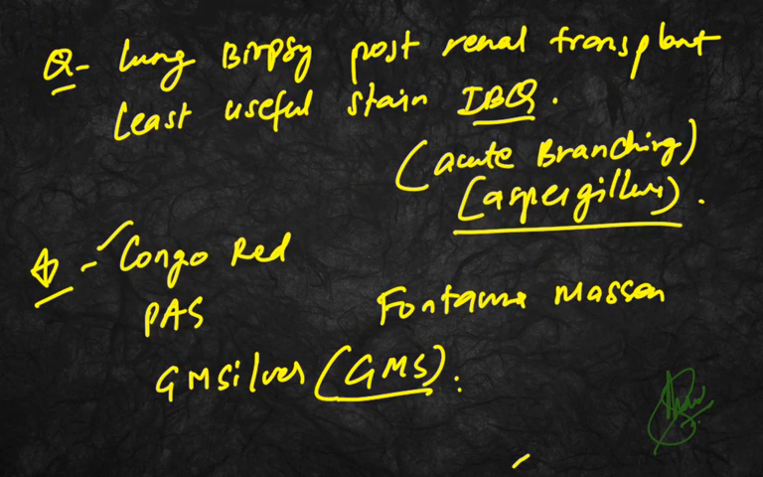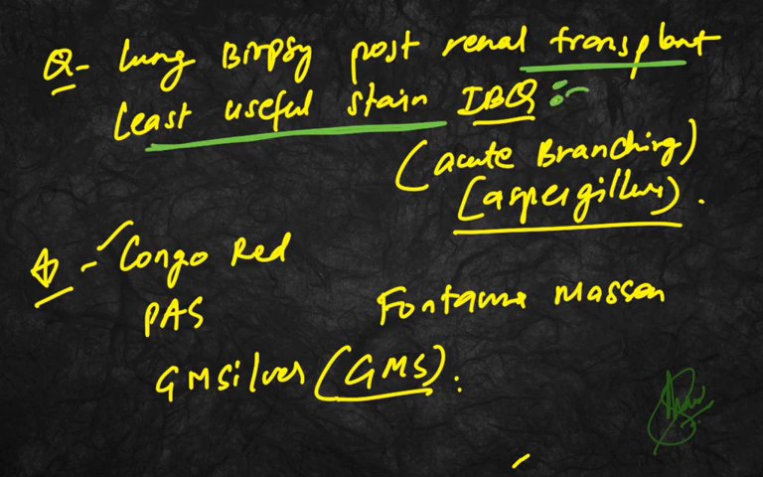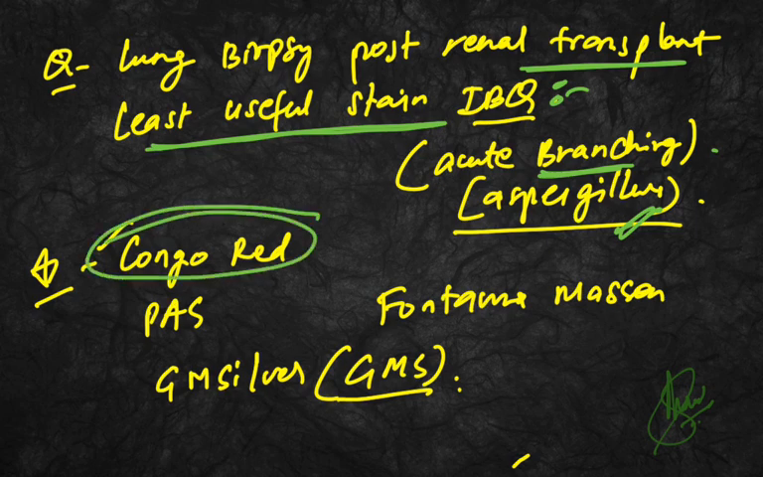Now, on lung biopsy post-renal transplant, the least useful stain will be, that was an image-based question. Most commonly acute angle branching will be seen, that is significant of Aspergillus. And for Aspergillus, the least commonly used is Congo red. Fontana is also least commonly used, but Congo red is the least. So the answer will be Congo red.